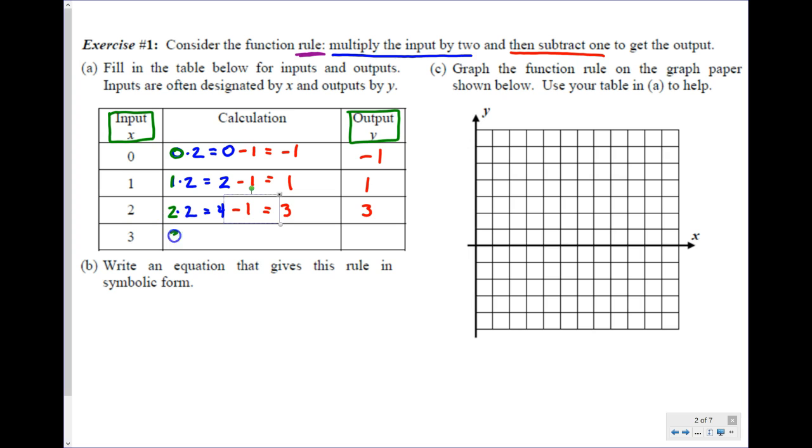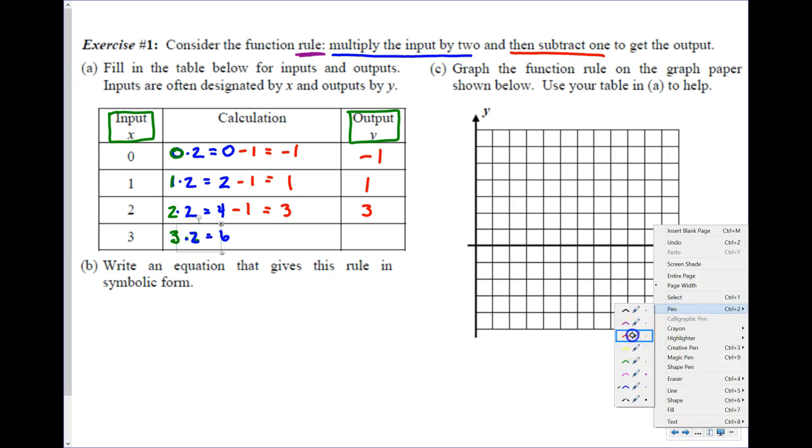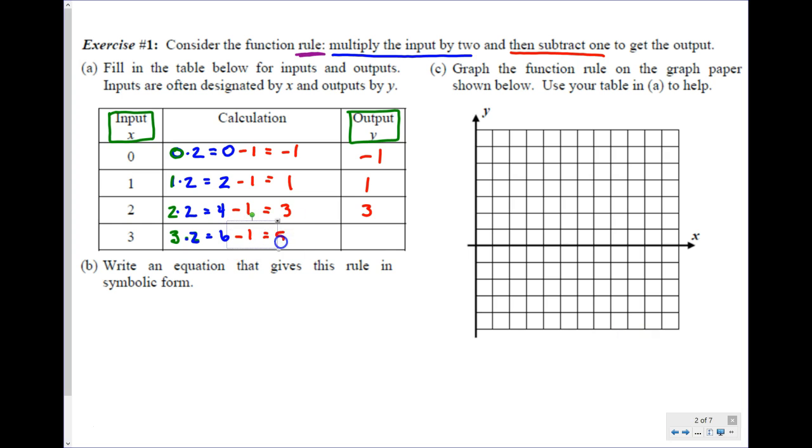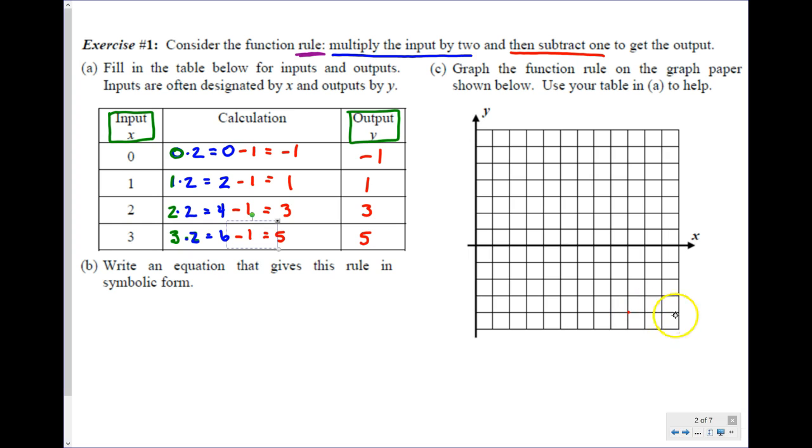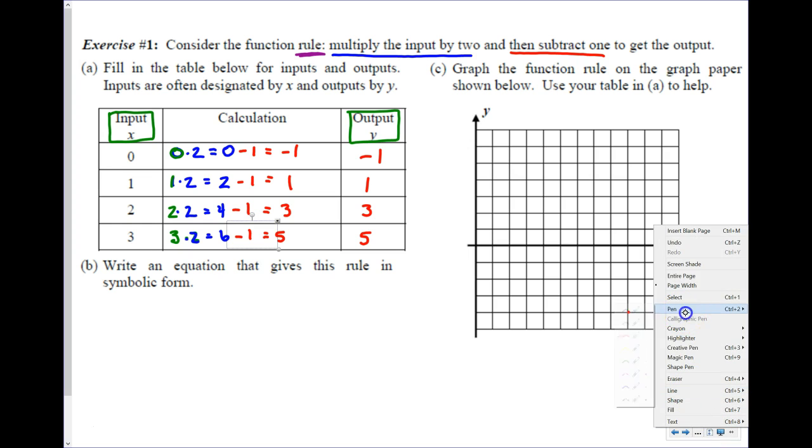Number 3 times 2 would give me 6. And then 6 minus 1 gives me a 5. Okay? So I filled in my table. That was part A. Part B said, now write an equation that gives this rule in a symbolic form.